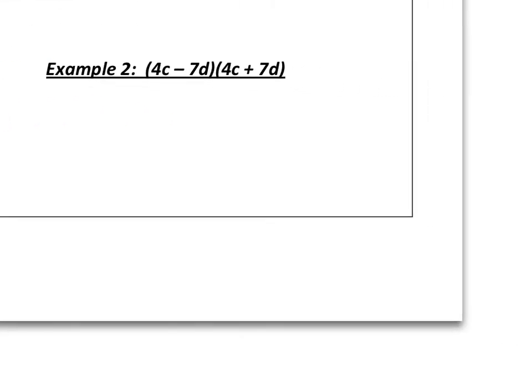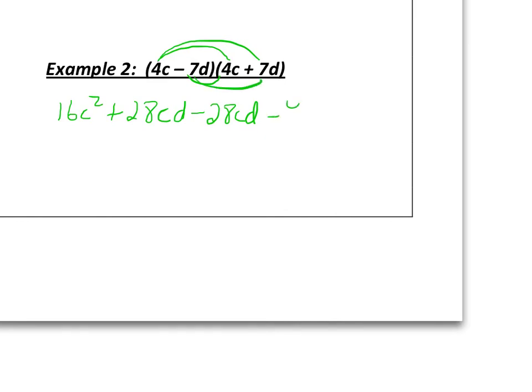Here again we have two binomials. They're exactly the same except that inside one binomial you have a subtraction problem and inside the other you have an addition problem. Again, these are called conjugates, and we'll see what happens. First times first, 16c squared. Outside, 28cd. Inside, negative 28cd. And last, negative 49d squared.